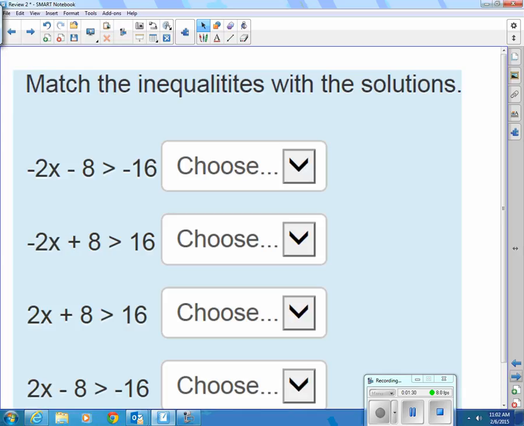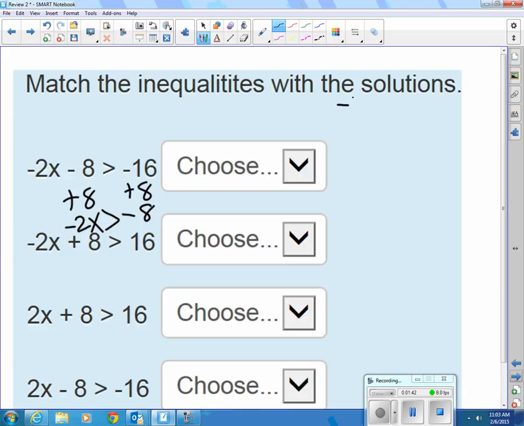Solving inequalities. Let's add 8 to each side. So negative 16 plus 8 is negative 8, is greater than negative 2x. Well, if negative 2x is greater than negative 8, if I divide by negative 2, that's the opposite of multiplying by negative 2. Dividing by a negative changes the inequality sign to point the other direction. Negative 2 divided by negative 2 is 1. 1 times x is x. Negative 8 divided by negative 2 is 4.